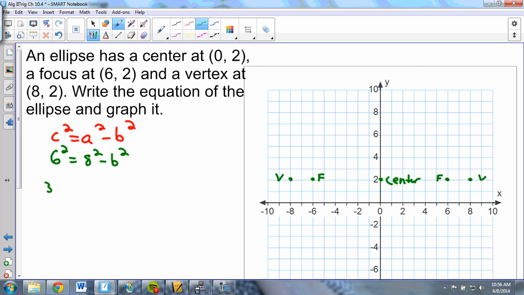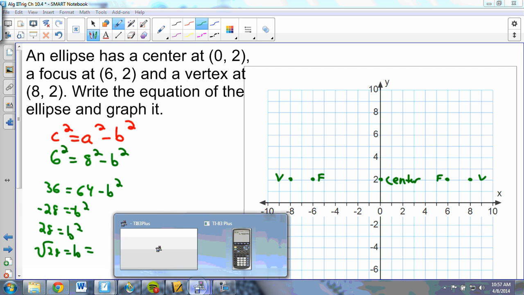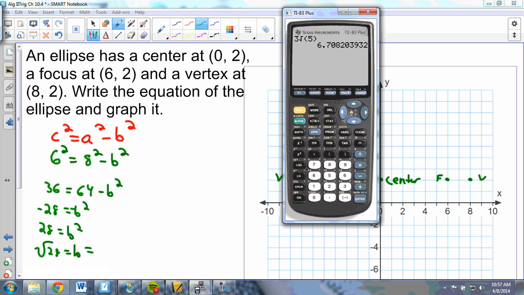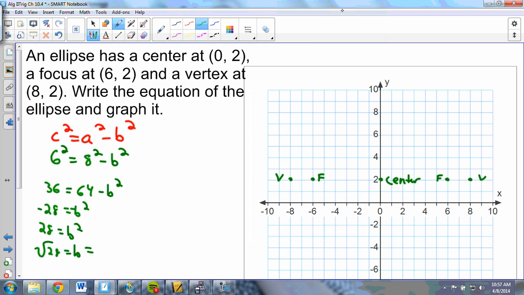So I have 36 equals 64 minus b squared, which means that negative 28 equals negative b squared, which means that 28 equals b squared, which means that the square root of 28 equals b, which is 5.3. So b is about equal to 5.3, meaning from my center, I'm going to go up 5.3 and down 5.3.